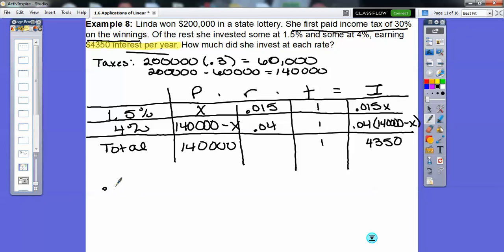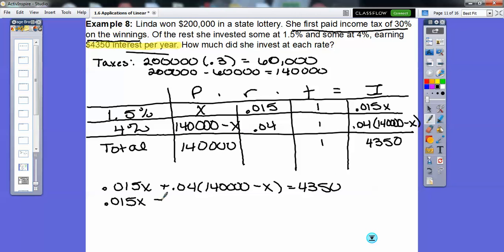So now, do your formula. Add the first two to equal your total. Okay, so 0.04 times 140,000.